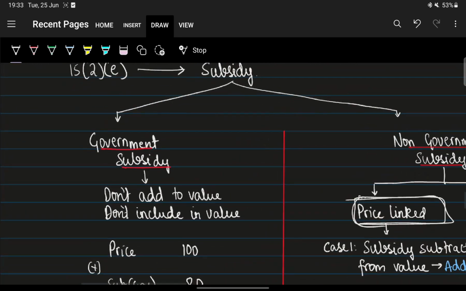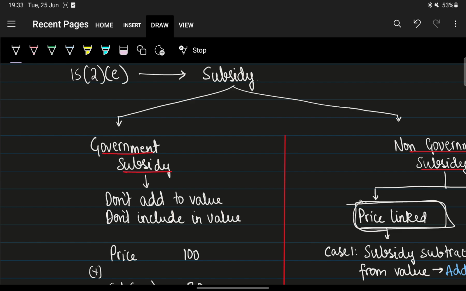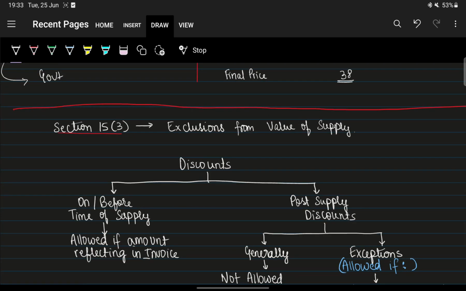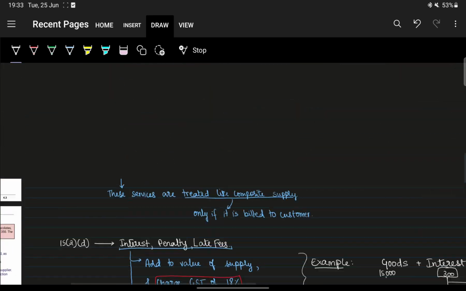So that was section 15 subsection 2. Now we'll move on to section 15 subsection 3, which talks about what are the amounts that are to be excluded from value of supply. After this I'll recap from the top again, and then we'll look at some examples also for better understanding. Or actually, we'll just recap section 15 subsection 2 first.